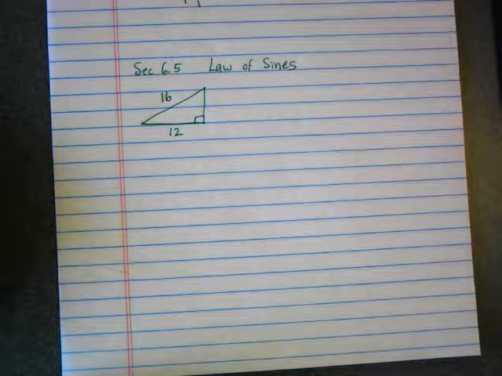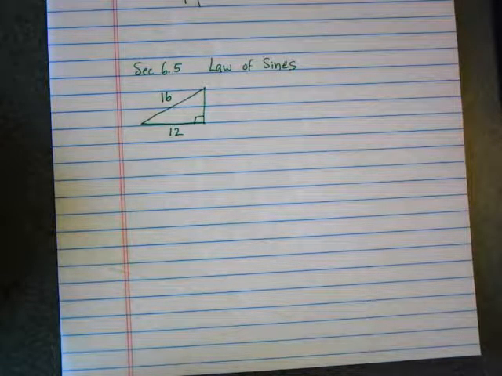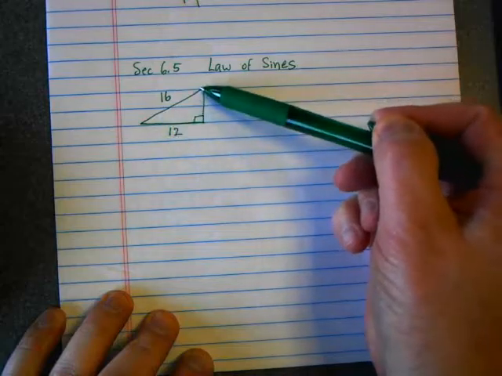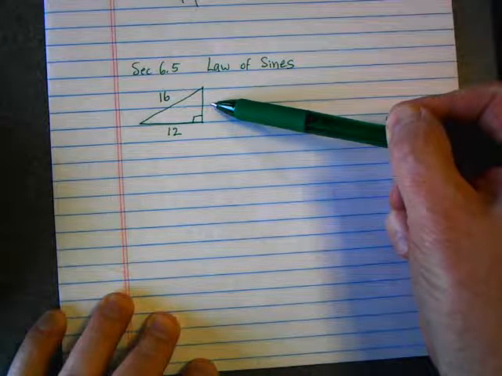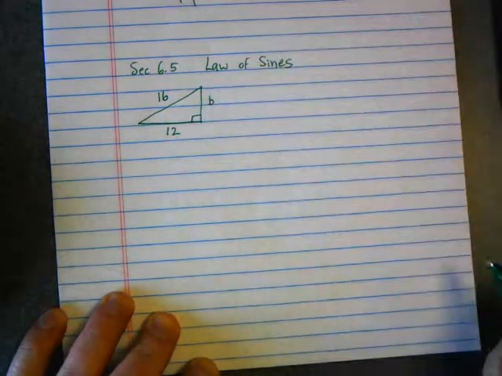Well, what does it mean to solve the triangle? Find the sides and the angles. Find all the sides and all the angles. So I've got to find this side, and I have to find these two angles. Well, I think this side is easy. How would you find this side to start with? Pythagorean theorem. I'm going to call this b.